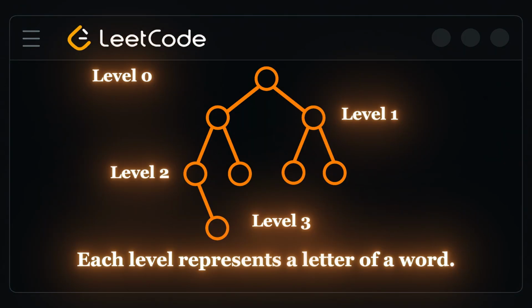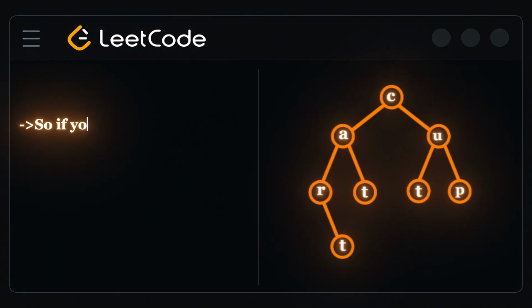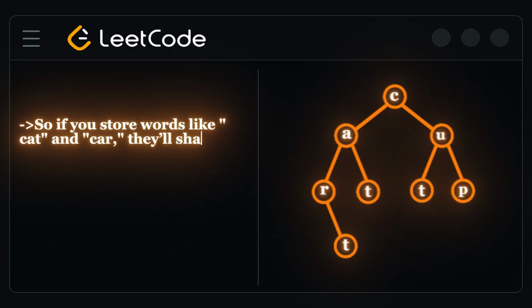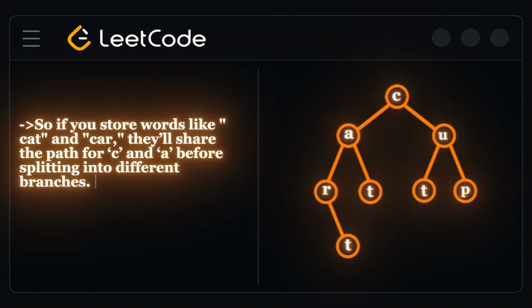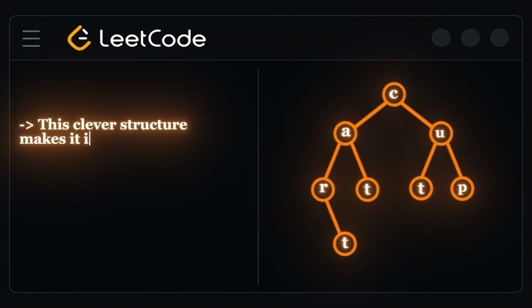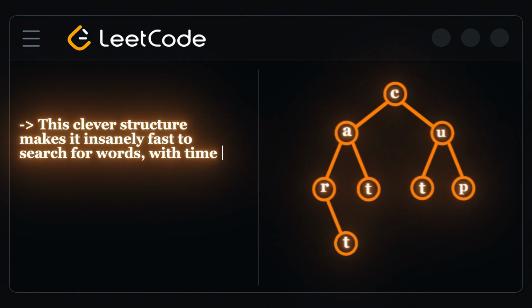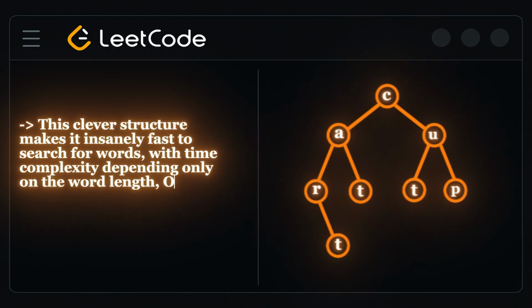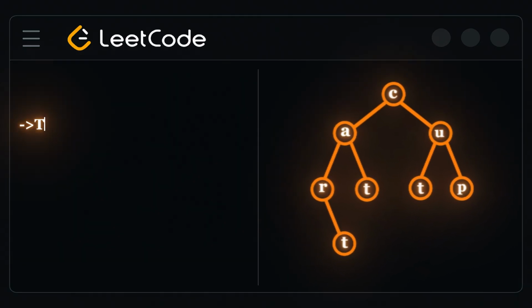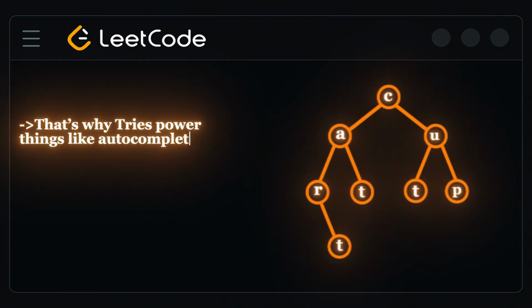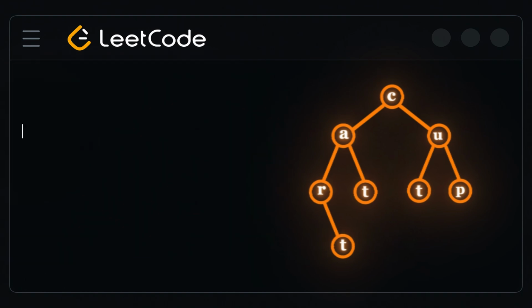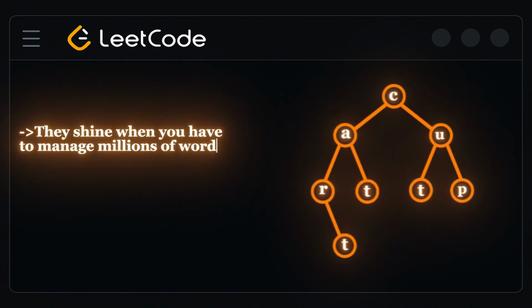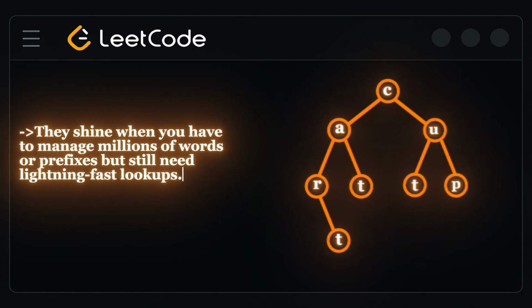Trie. Each level represents a letter of a word, so if you store words like cat and car, they'll share the path for C and A before splitting into different branches. This clever structure makes it insanely fast to search for words, with time complexity depending only on the word length, O(m). That's why tries power things like autocomplete systems, spell checkers, and even routing tables for IP addresses. They shine when you have to manage millions of words or prefixes, but still need lightning-fast lookups.